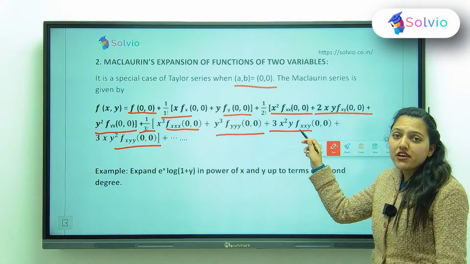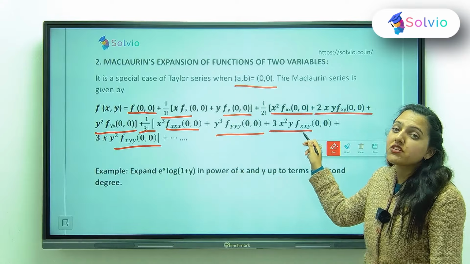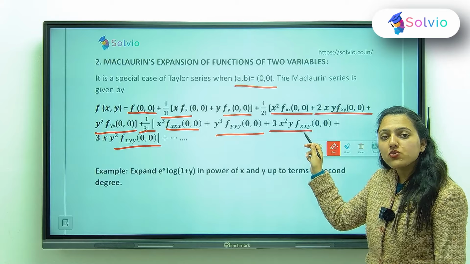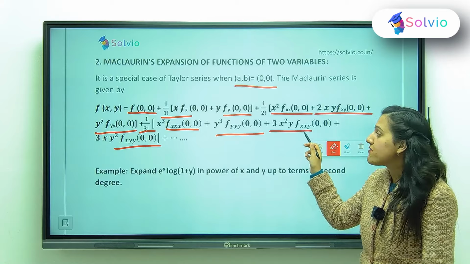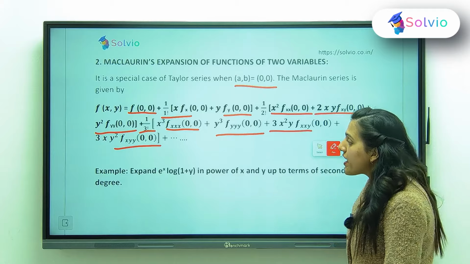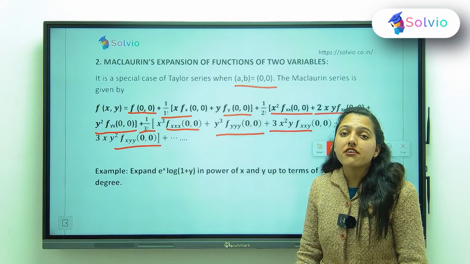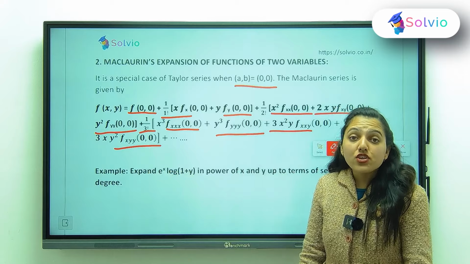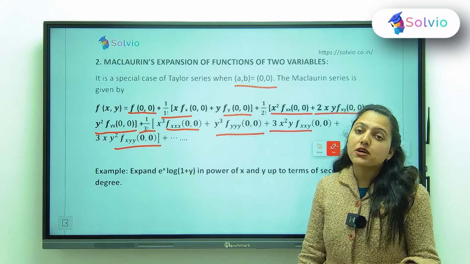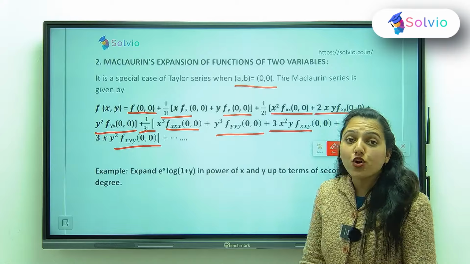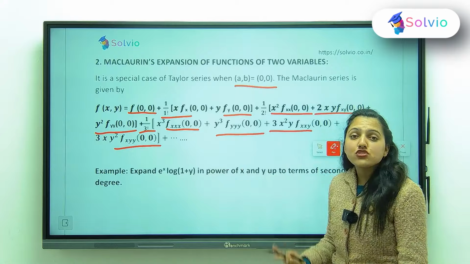In case of fxxy, firstly you will differentiate f twice with respect to x and then you will differentiate fxx with respect to y. In case of fxyy, firstly you will differentiate f with respect to x and then you will differentiate fx with respect to y twice at point (0, 0), plus so on.